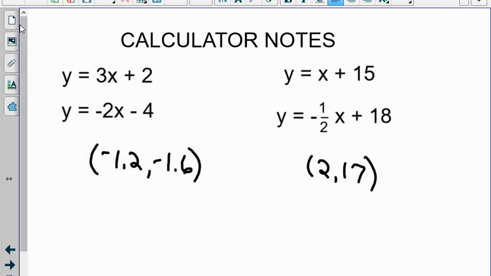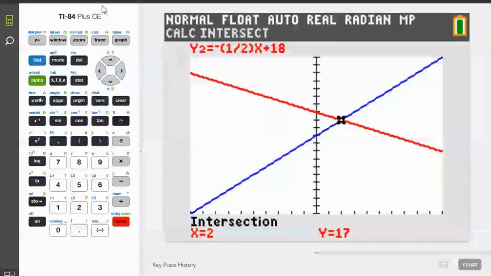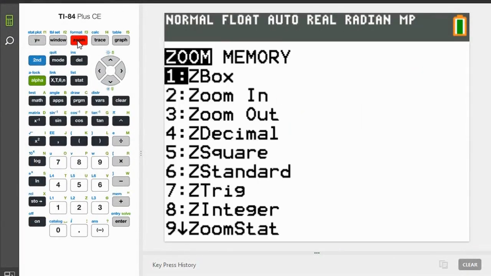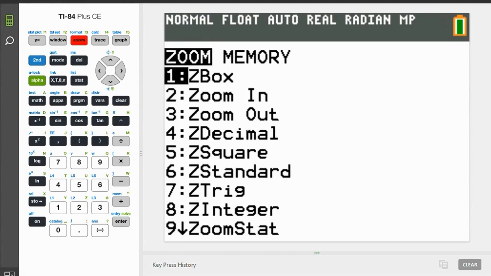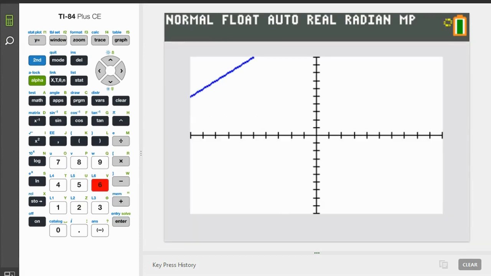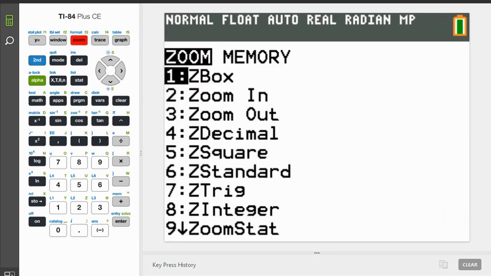Finally, you might want to look into one other feature on the graph, and that is the zoom feature. So Zoom can do a couple different things. Notice that my window right now is a little different than what it normally is. If I need to zoom back to a normal window, I can hit 6, which is Zoom standard. What that will do is that brings me back to negative 10 to 10. Now, obviously, that doesn't give me anything for this picture, but if you need to go back to normal, Zoom standard does that.